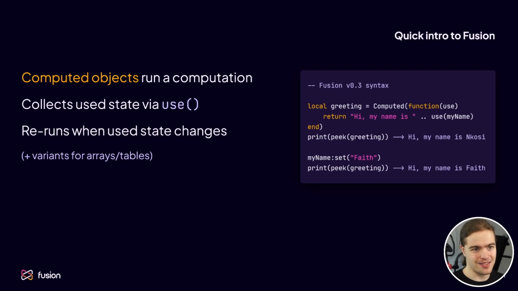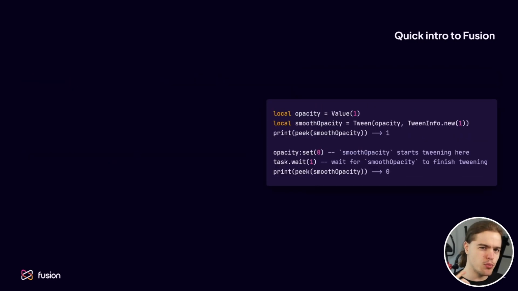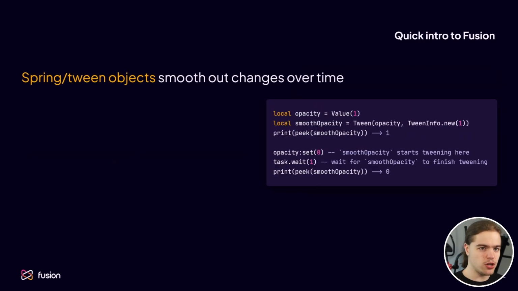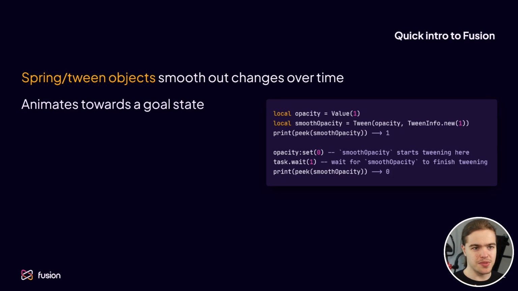As a final example of something more dynamic, Spring and tween objects are state objects that smooth out changes over time. You give them some state object to follow and they'll animate towards that goal state. If it's a spring, then it'll use a physics simulation, or if it's a tween, then it'll use some kind of easing curve that you give it. These are super useful for animations, transitions, that sort of thing.